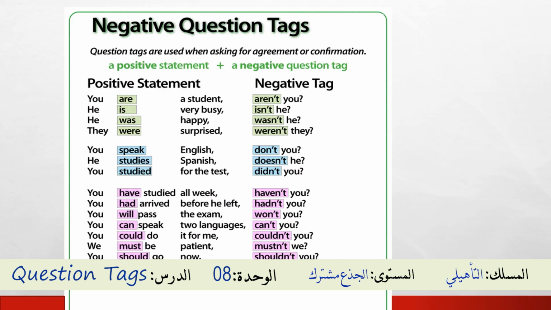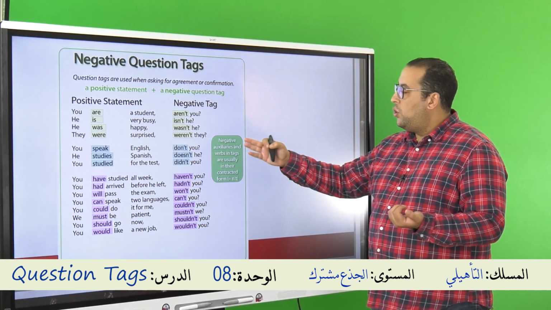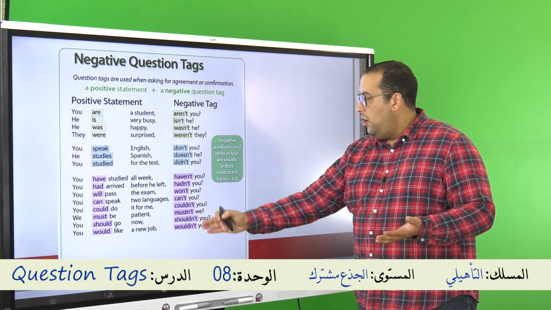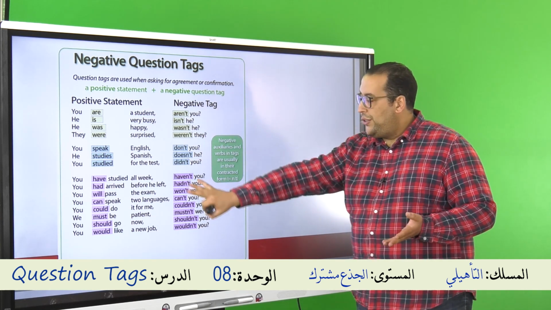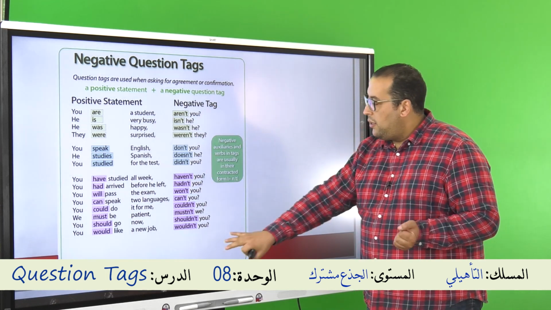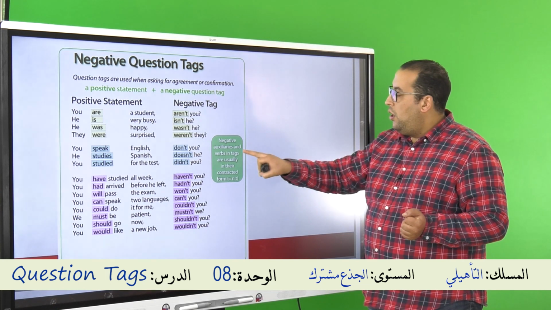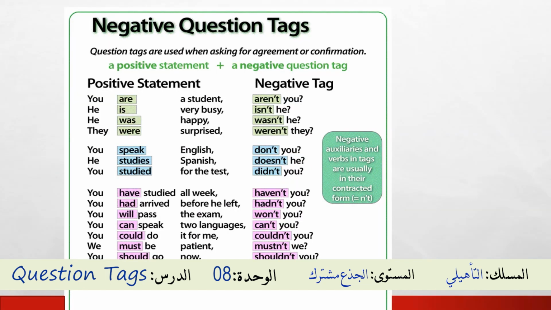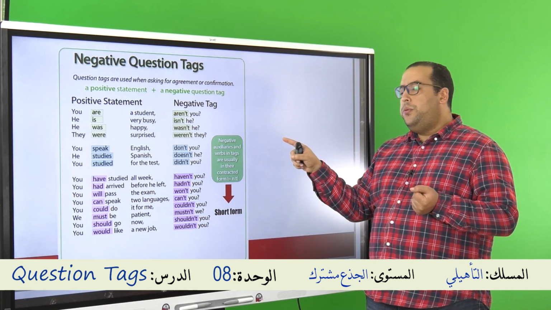In all the 3 categories, the negative auxiliaries that we have here, and verbs in the question tags, all these verbs or auxiliaries that we have in the question tags part are usually in the contracted form. The contracted form stands for the short form. Okay. So let's go back. Instead of saying, you are a student, are not you?